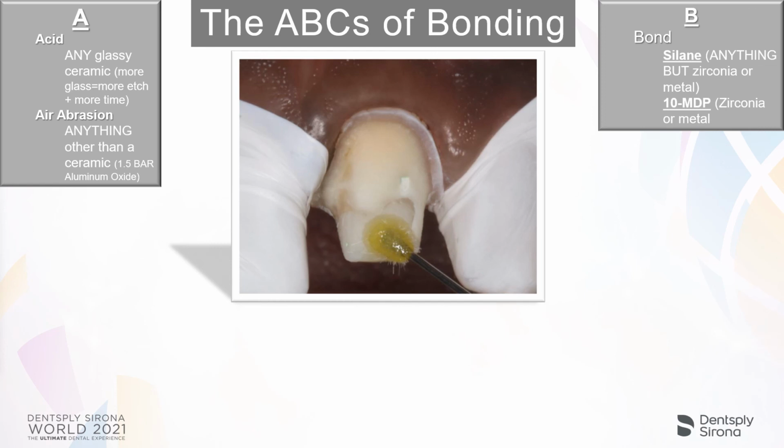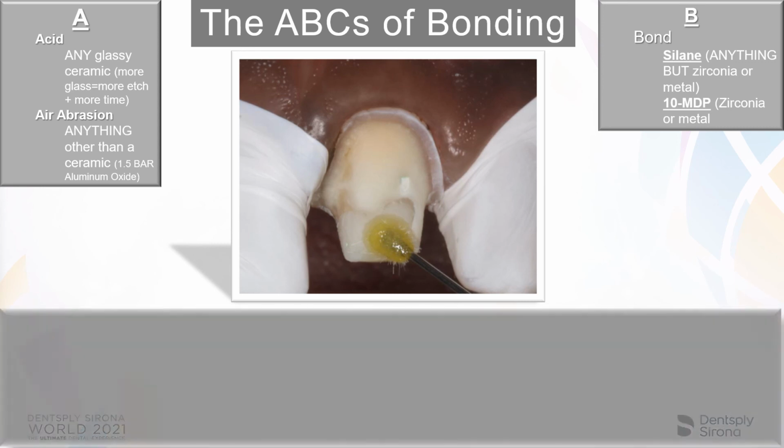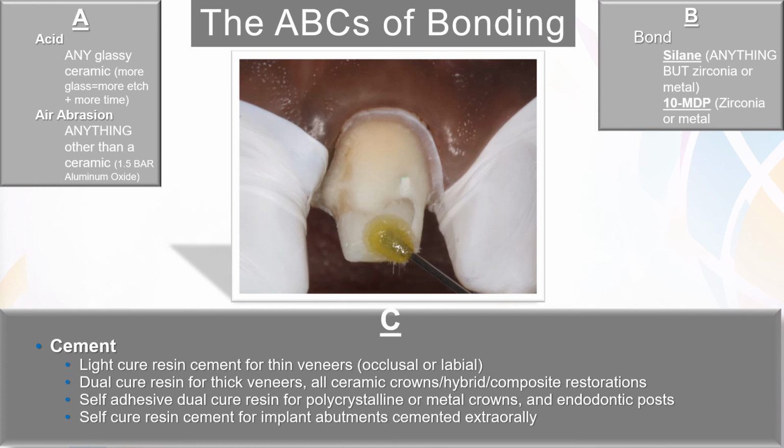Metals or metal oxides like zirconia or gold or base metals, typically we're going to use something like 10-MDP or an acidified monomer, which actually creates not a covalent bond, but an ionic bond to the surface of our material to allow for that intermediate linkage to our cement.